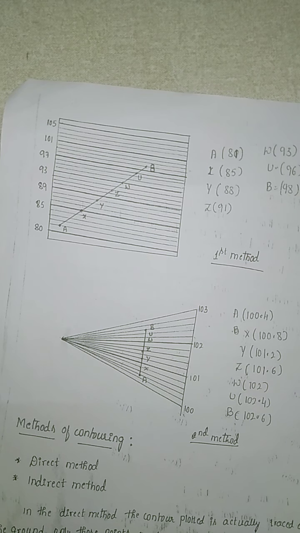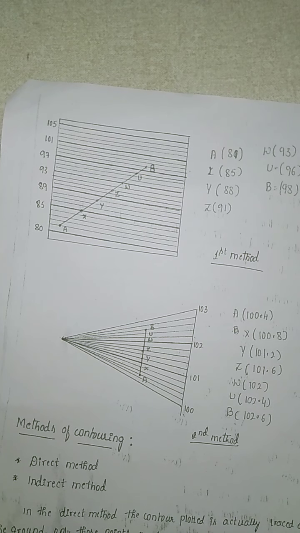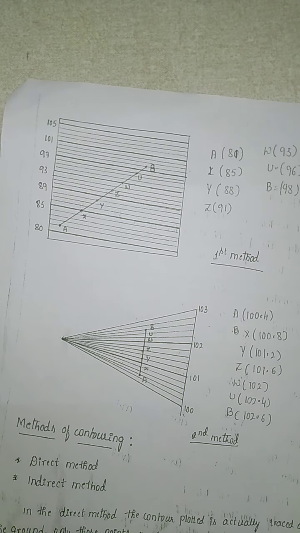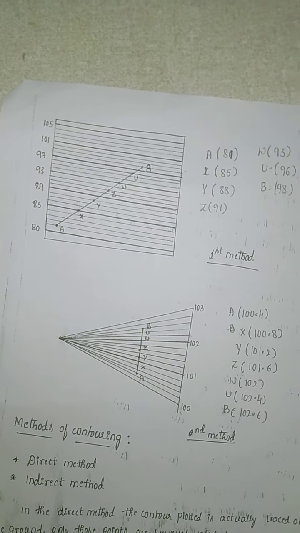Now the contour gradient. What is a contour gradient? A contour gradient is a line lying throughout on the surface of the ground, preserving a constant inclination to the horizontal. So this is how you draw the contour gradient. So this is regarding the contour gradient.